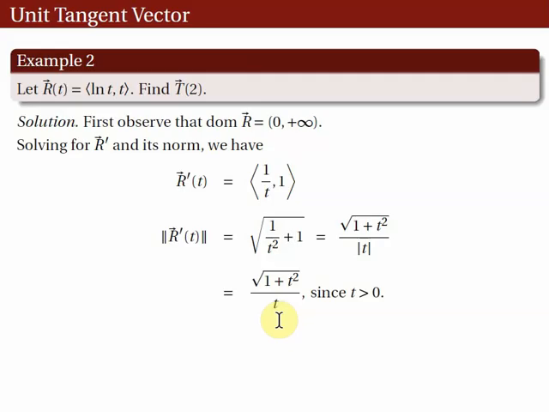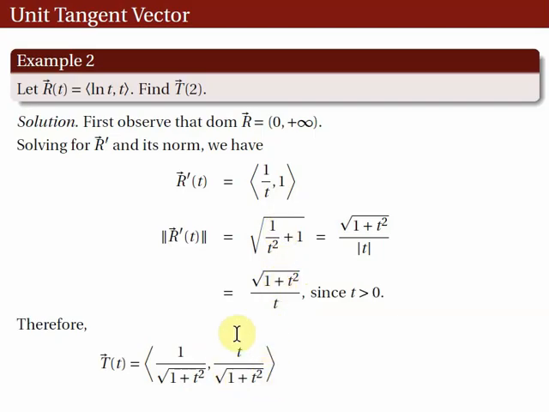So the unit tangent vector T for any time t is given by this vector. 1 over t over the norm, we can rewrite it in this way, comma 1 over the norm, so it's this expression here. Evaluating this vector at t equals 2, we get this unit vector.